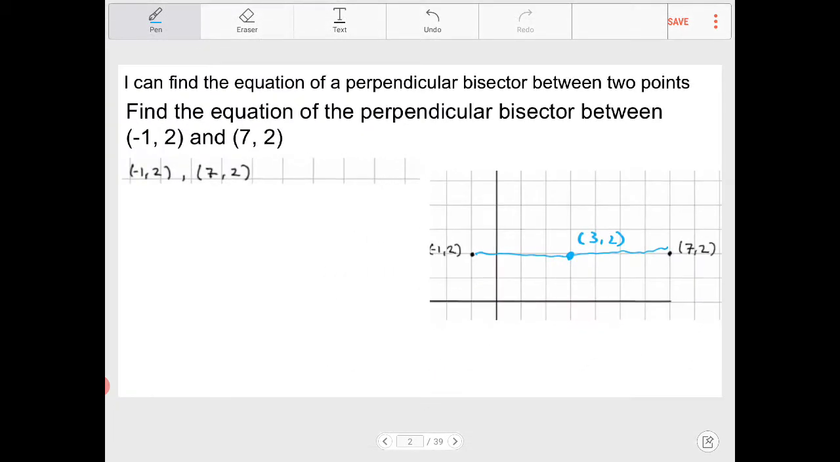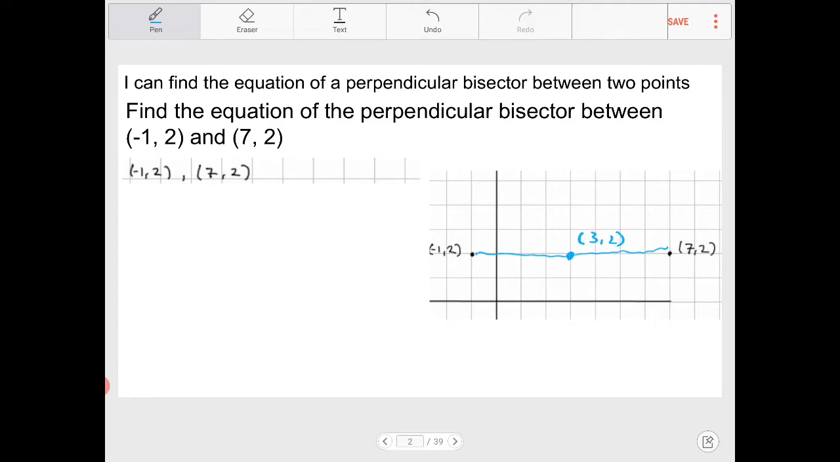Now, of course, you could have applied the midpoint formula to find out that the midpoint is actually 3, 2, but I went through it a little logically to figure that out. You can always rely on the formula if you wish, but here I'm going to fall back on logic just a little bit.